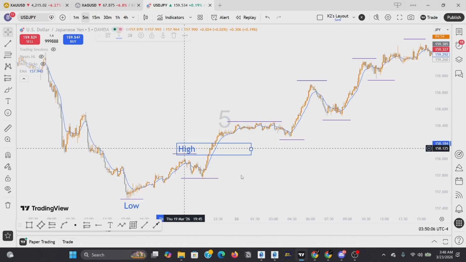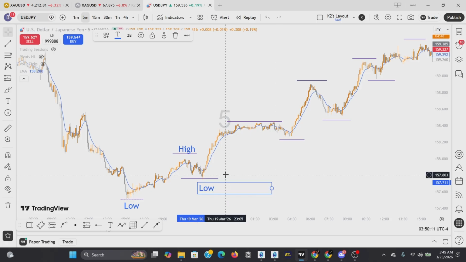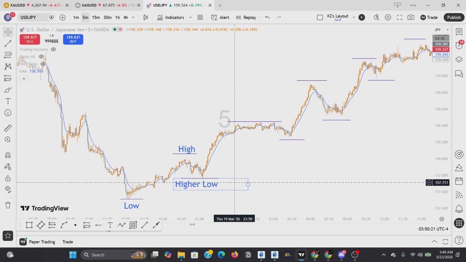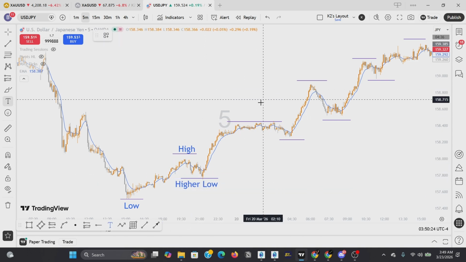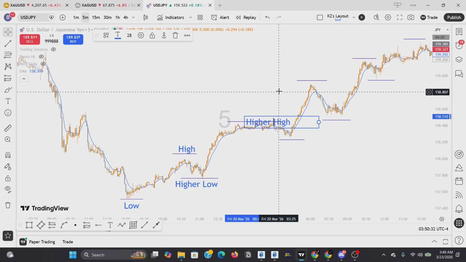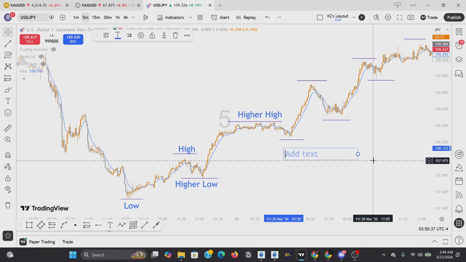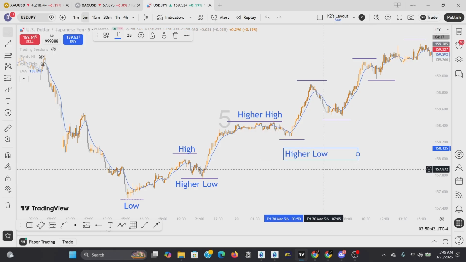All right. So what's next? Our next low. What kind of low is that? Is that a higher low or a lower low? It is a higher low. Then next we have another high. What kind of high is this? It's a higher high. Now we have another low. What kind of low? It's a higher low.